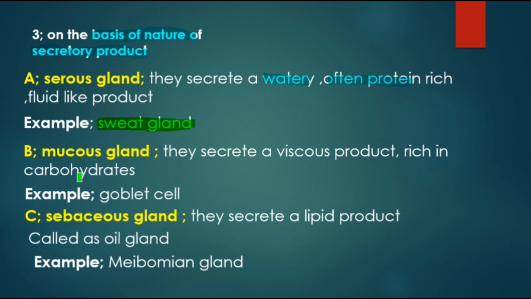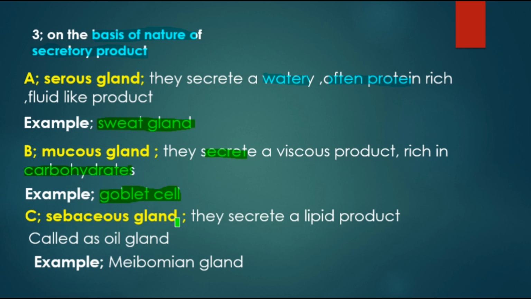Now the second category is the mucous gland. They secrete a viscous product that is rich in carbohydrates. So their products are carbohydrate in nature, and they are the mucous glands. The goblet cell, a unicellular exocrine gland, has a product that is carbohydrate in nature, and it comes under the category of mucous gland. The third one is the sebaceous gland.